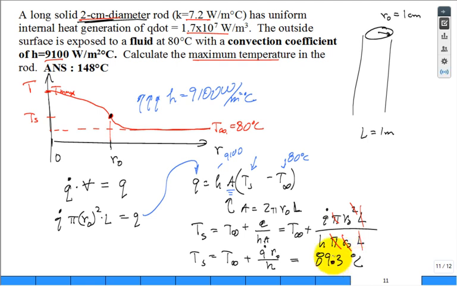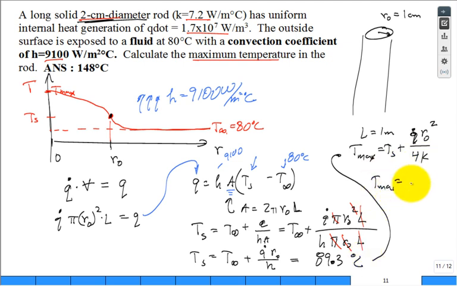Yes? Okay, got a few confirmations. Now that I have that, I just go back to the previous problem where temperature max is equal to the surface temperature plus, what was that, Q dot R naught squared divided by 4K. And we just solved for TS, so we get that T max is 148 degrees C.